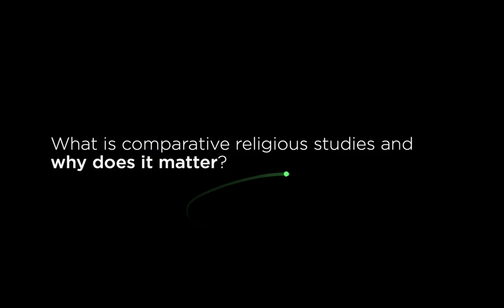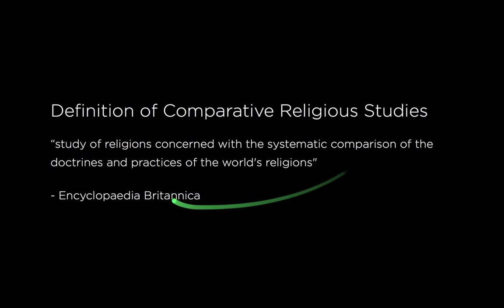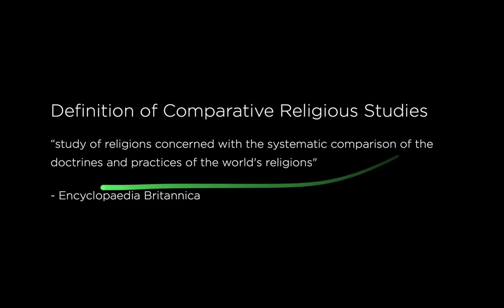What is comparative religious studies, and why does it matter? Well, let's go to my trusted resource, the encyclopedia. The encyclopedia says that comparative religious studies is the study of religions concerned with the systematic comparison of the doctrines and practices of the world's religions. Basically, this means that in comparative religious studies, we're looking at the religions of the world, how they're similar, how they're different, and then learning from that. And that's what this is all about.